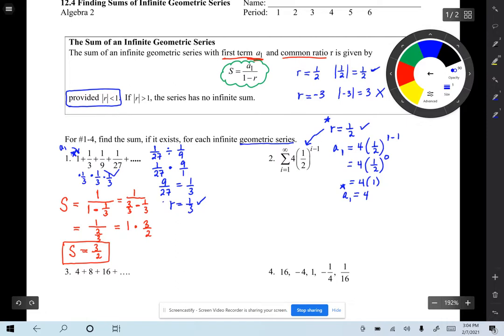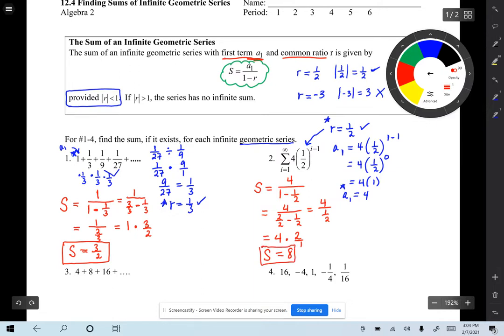All right. So now for our formula, the sum is equal to the first term, which happens to be 4, divided by 1 minus 1/2. That is 4 divided by 2 over 2 minus 1 over 2, which is 4 over 1/2, which is the same thing as 4 times 2 over 1, which is 8. Sum is 8.